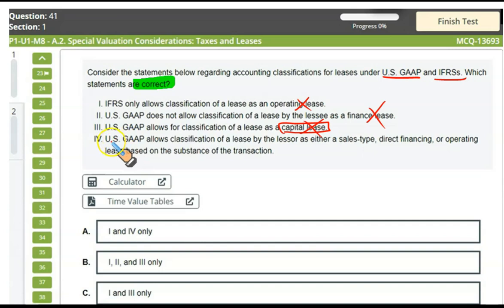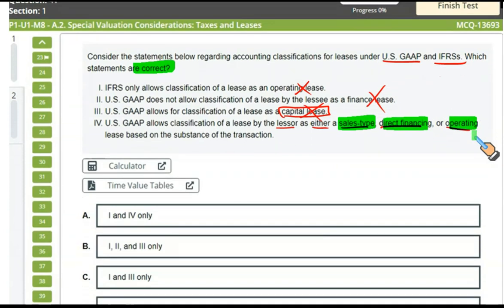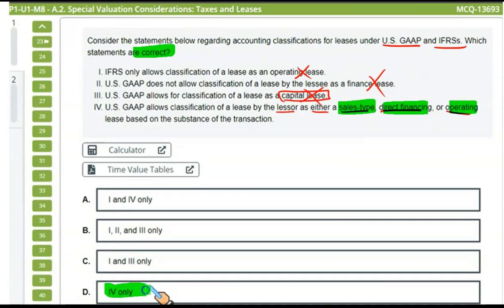What about statement 4? US GAAP allows classification of lease by the lessor as either a sale type lease, direct financing lease or operating lease. This is true for a lessor. There are 3 classifications at least. This is what we should know, not the accounting treatment of leases for a lessor. Just what types of leases are available for lessor. So these are the sales type, direct financing and operating lease. This is correct. Fourth one is the right option, and that makes D the right option.